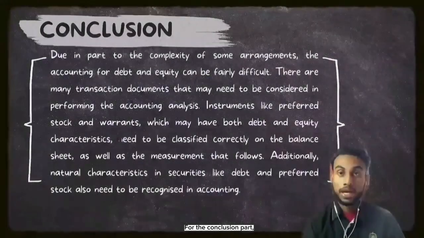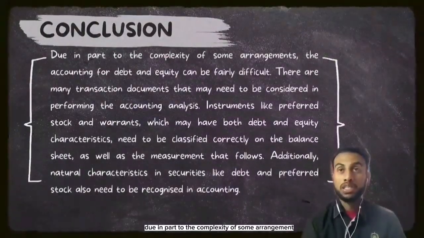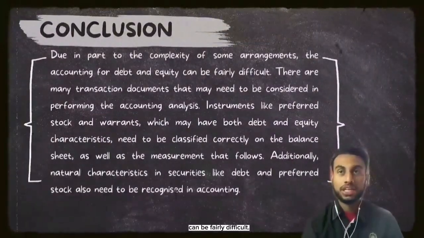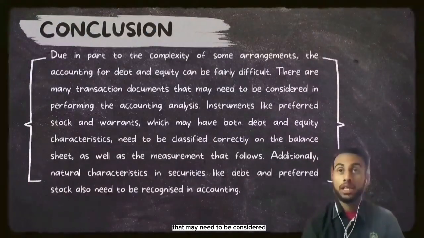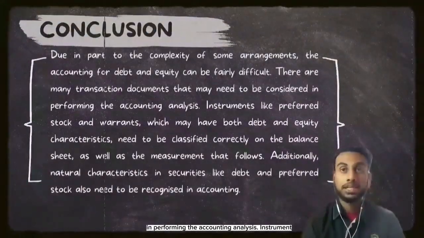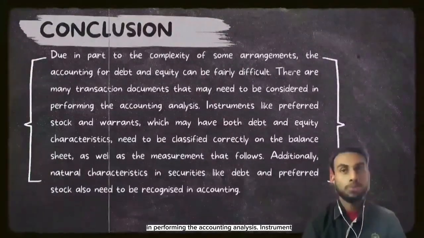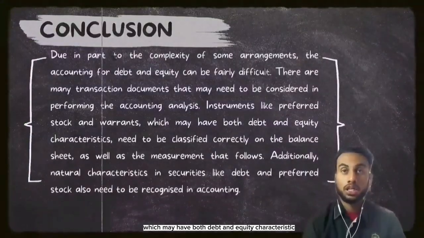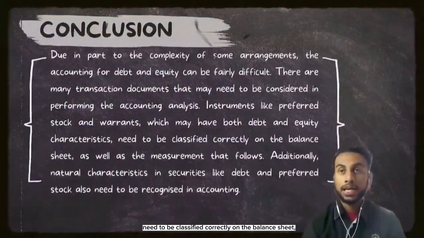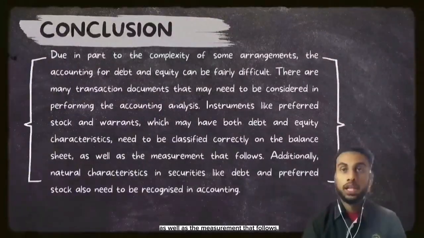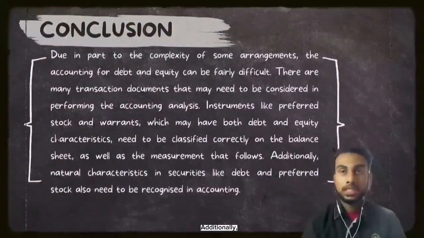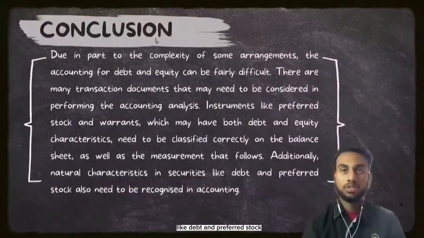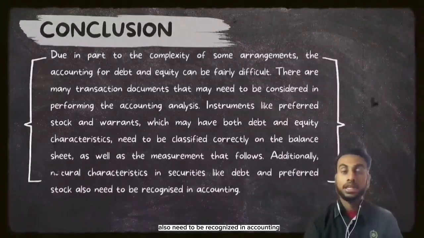For the conclusion part, due in part to the complexity of some arrangements, the accounting for debt and equity can be fairly difficult. There are many transaction documents that may need to be considered in performing the accounting analysis. Instruments like preferred stock and warrants, which may have both debt and equity characteristics, need to be classified correctly on the balance sheet, as well as the measurement that follows. Additionally, natural characteristics in securities like debt and preferred stock also need to be recognized in accounting.